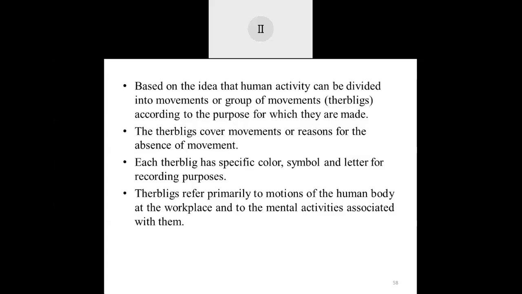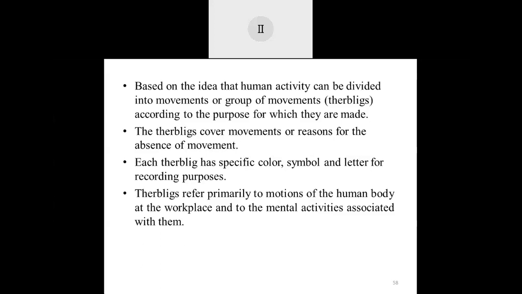As we already said, the therbligs, or groups of movements, are divided according to the purpose for which they are made. So for each purpose, or each group of movements, each therblig, a different specific color, a different specific symbol, as well as some letter has been assigned, so that later on when you record it, you can identify it. Each therblig has a specific color, symbol, and letter for recording purposes.